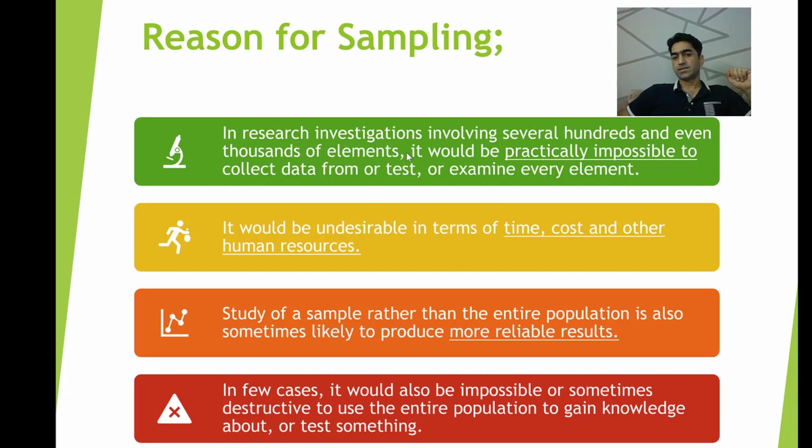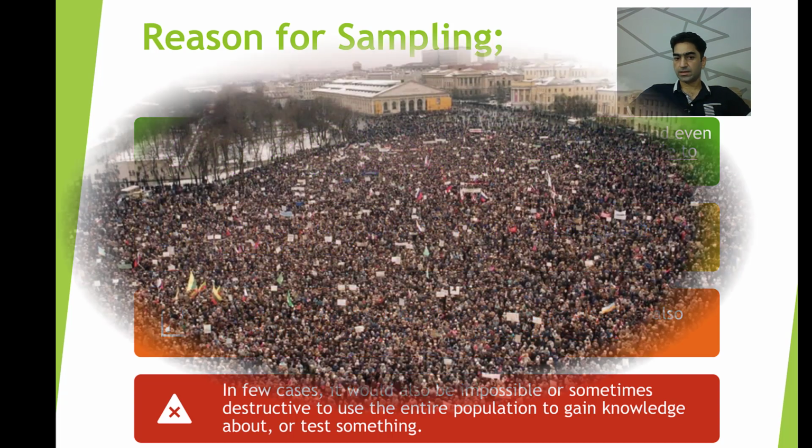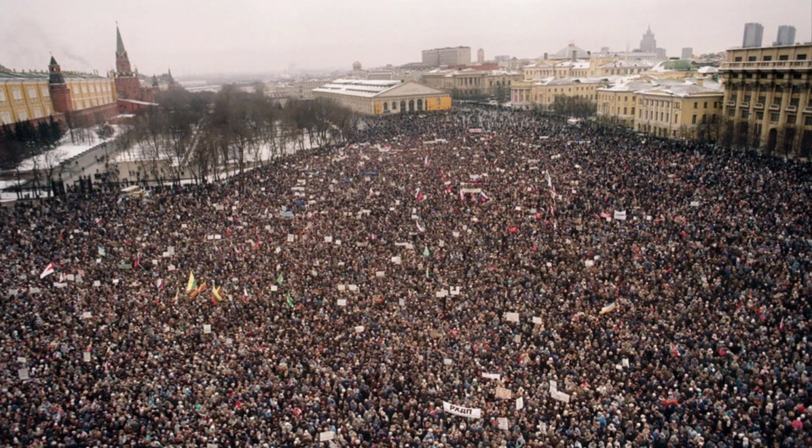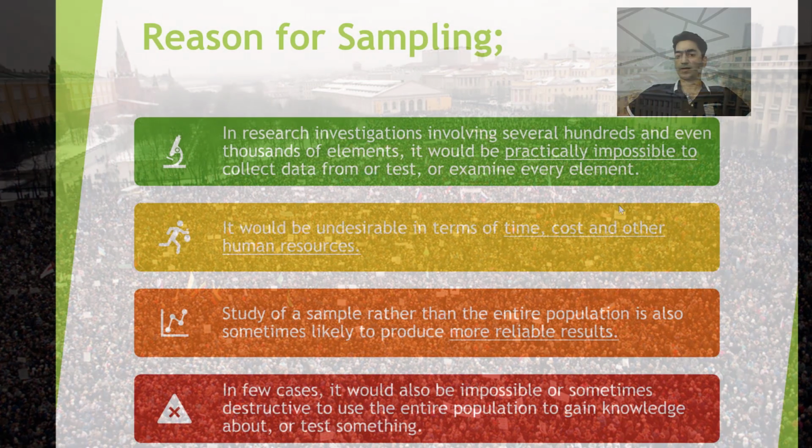The first reason is, in research investigations involving several hundreds and even thousands of elements, it would be practically impossible to collect data from, test or examine every element. Let's say there are 100 elements in the population, you can collect responses. If it's about 200, you can collect responses. Even 500 responses can be collected. But what if the total elements are 20,000 or 50,000?